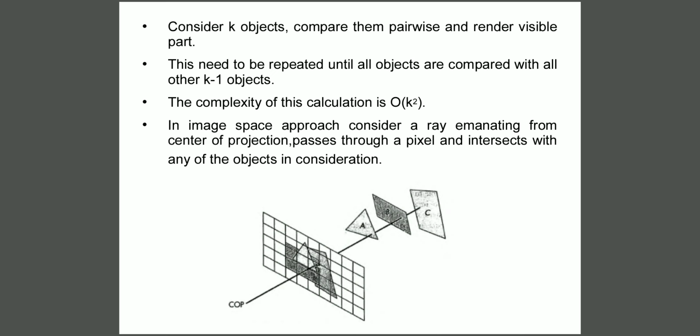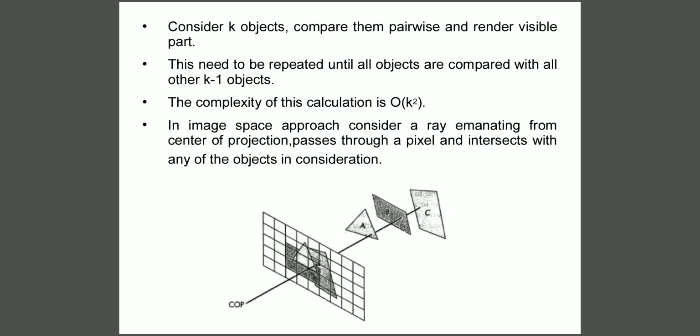In an image space approach, we are not going to compare one object with all other objects. Instead of that, we are going to generate a ray from a center of projection through every pixel of a frame buffer towards the objects of consideration. Objects of consideration are nothing but the objects which we want to display on an output screen. Center of projection is nothing but the center of a camera. This is a virtual camera because in the graphic system we don't have a real camera. We'll assume that there is a camera.